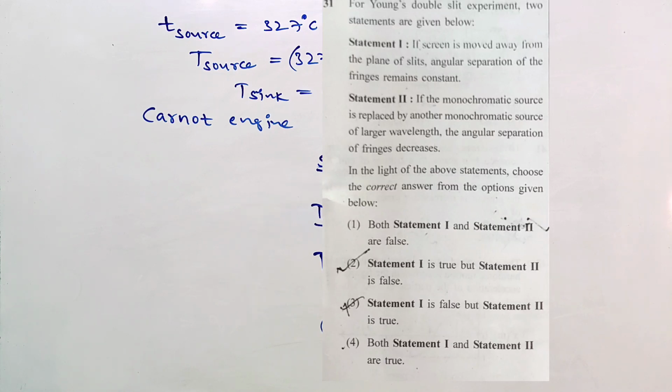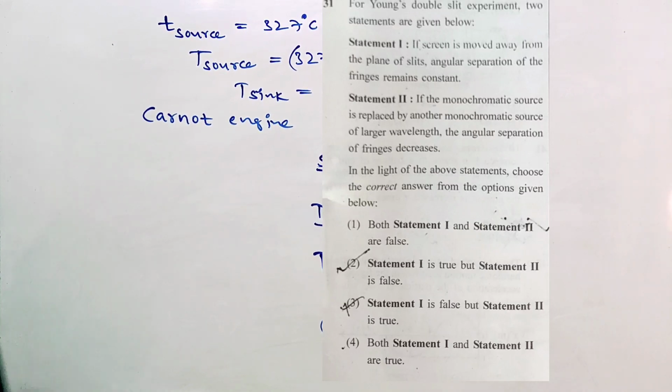For Young's double slit experiment, two statements are given below. First one, if the screen is moved away from the plane of slits, the angular separation of the fringes remains constant. Statement 2, if the monochromatic source is replaced by another monochromatic source of larger wavelength, the angular separation of the fringes decreases. In the light of the above statements, choose the correct answer from the options given. First option, both the statements 1 and 2 are false. Second, the first one is true, the second one is false. Third, the first one is false, the second one is true, and fourth, both are true.